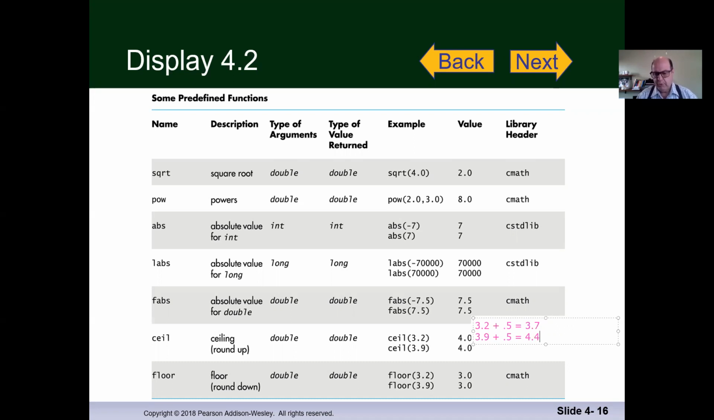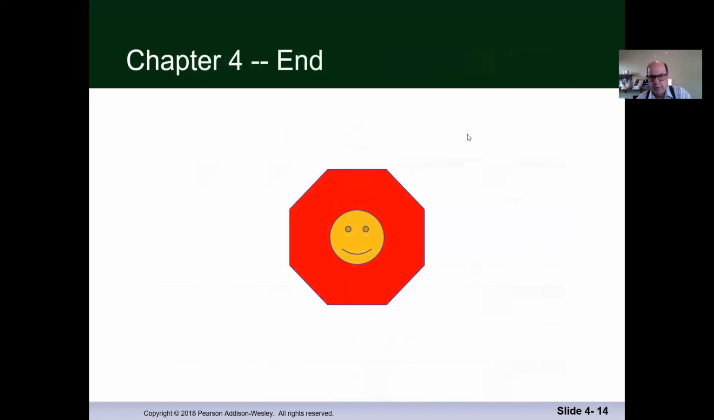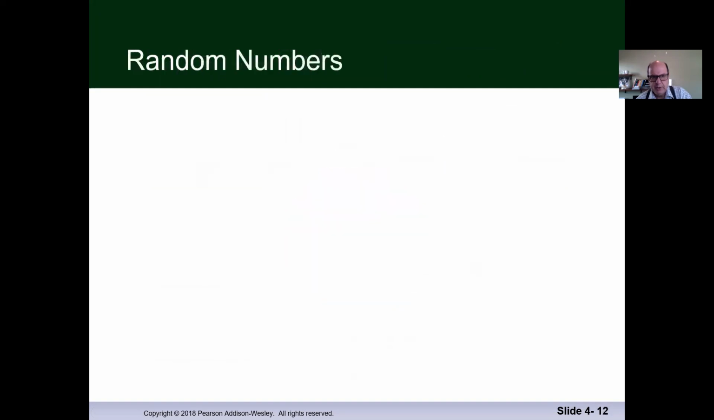So for round, I'm going to add 0.5 to my number, and I'm going to floor it. So it's going to be floor of the number that I have plus 0.5. That's the way I'm going to use it for my round. So this is going to be my round function, and that's going to round up for this one. Let me see if I missed anything.